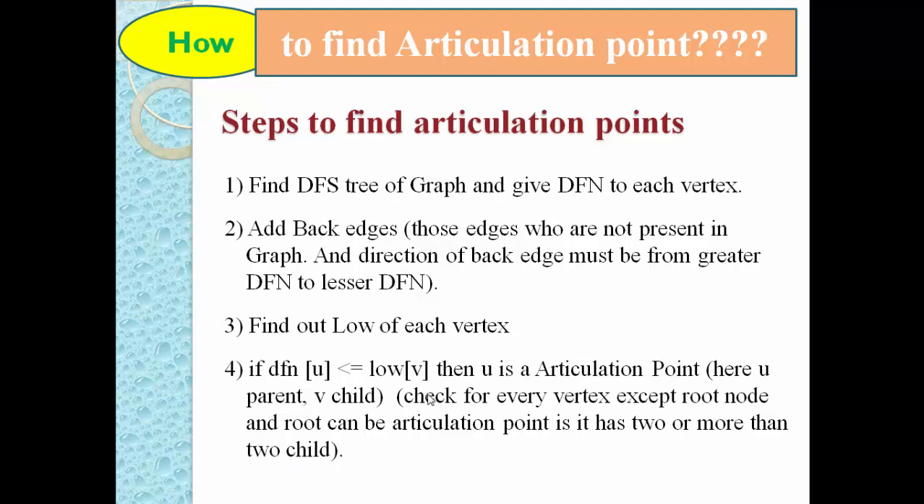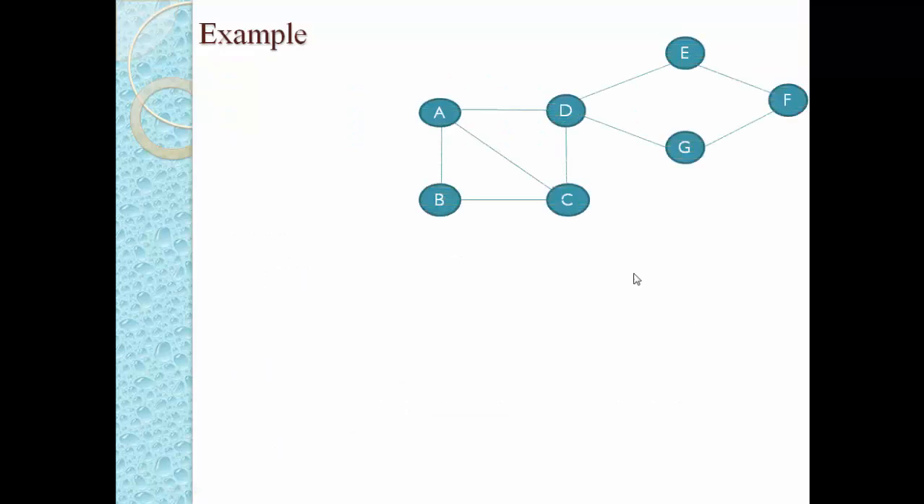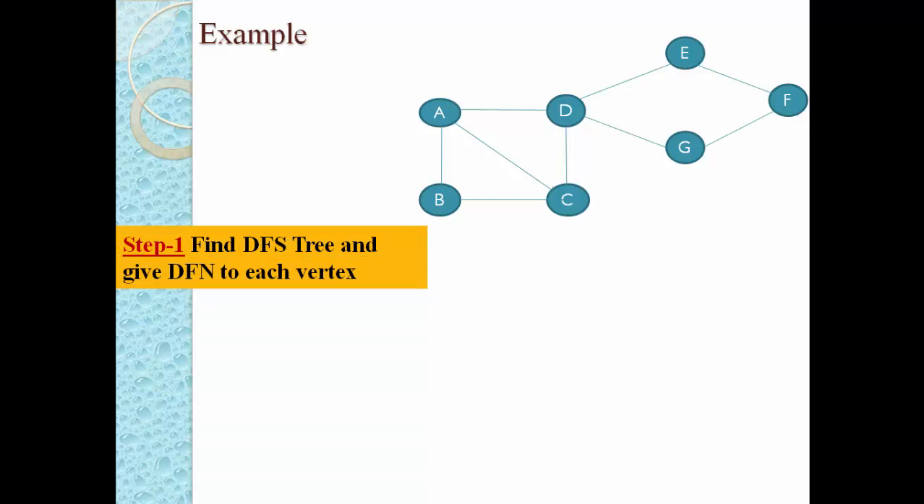So let us discuss all the steps with one example so that you can easily understand. For example, we have one graph with a number of nodes and edges. Let us identify the articulation points of this graph. Step number 1 is to find the DFS tree and give DFN to each vertex. First we have to identify the depth first search tree, so we follow the DFS algorithm and visit each and every node, and at the end we get the DFS tree.